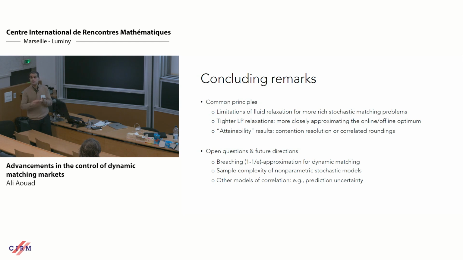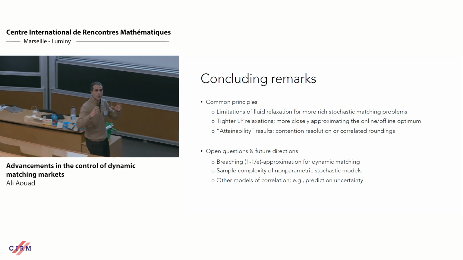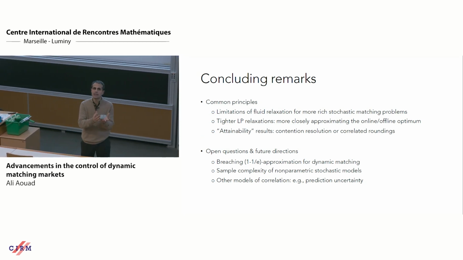And I think some of the common principles that arise from this is thinking beyond fluid relaxations. So thinking about mathematical programs and relaxations of the problem that are more realistic, closer to describing the real underlying MDP. That meant adding constraints into the problem. From an analysis perspective, what we did is showing that there's an attainability result. We can mimic the solutions from these linear programs or extensions by real policies, closing the gap up to a constant factor.